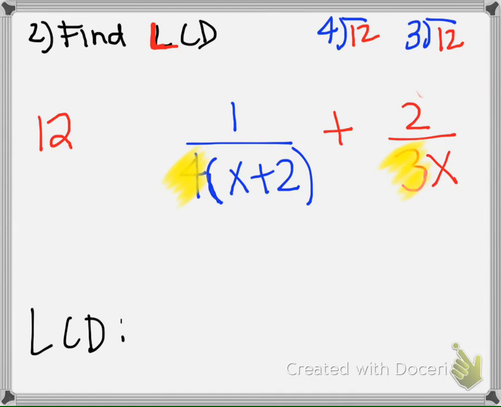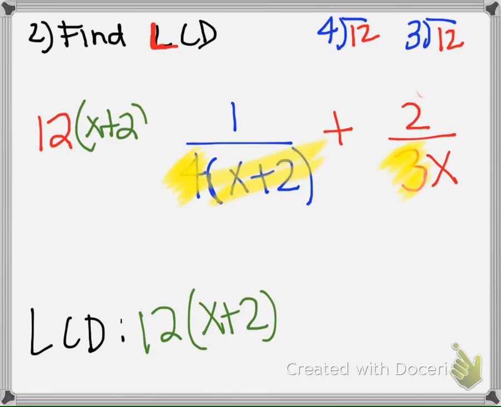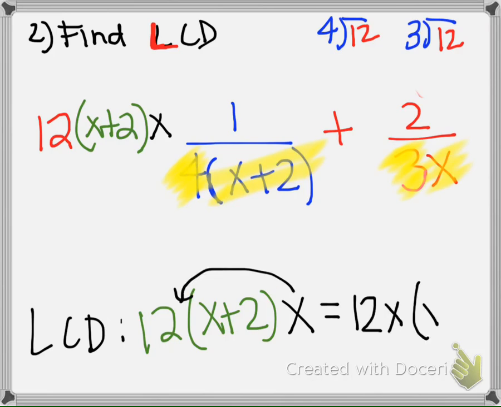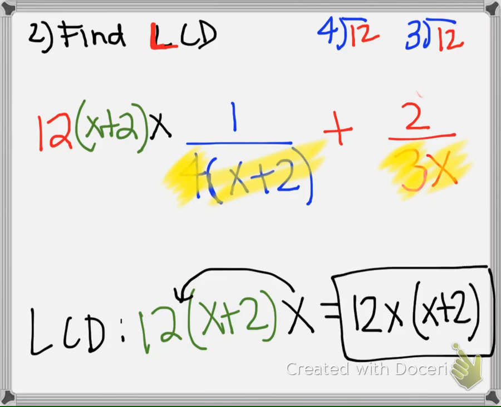And then I see that there is an x plus 2. So I need an x plus 2. And then here, I see that there's an x here. So I need an x here. So we could also write the LCD like this, 12x, just move this here. It just looks nicer. So that is the common denominator.